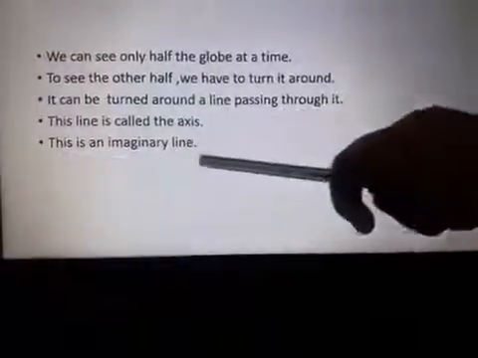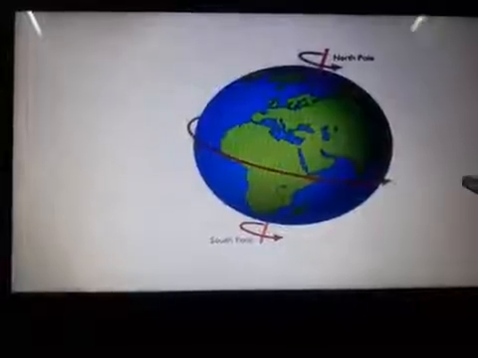This is an imaginary line. This line basically helps us understand how we can rotate the globe and see it. This is the axis. It is basically an imaginary line to understand and to rotate the globe and to look at the content we want to look at, the states or the countries, whichever we are looking for.